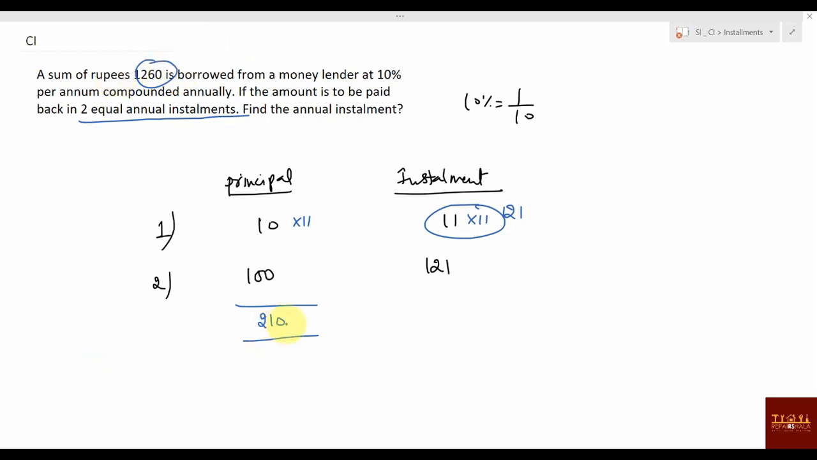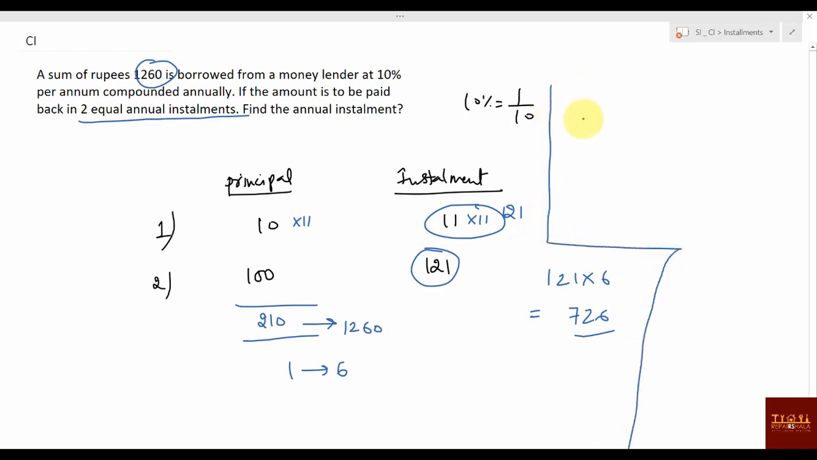1260. So you can say 210 corresponds to 1260, or you can say 1 corresponds to 6. If 1 corresponds to 6, what is your installment? You can say 121 into 6, that is 726. So 726 rupees will be your installment. Clear? Same question if you want to do by the method I told you before.